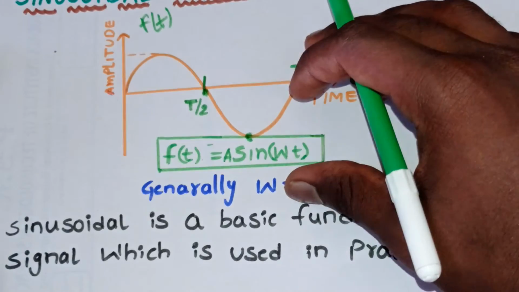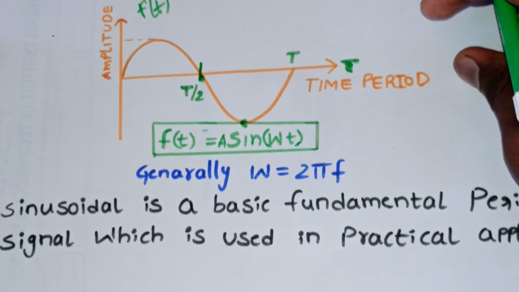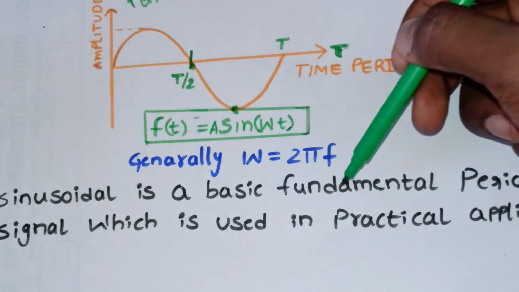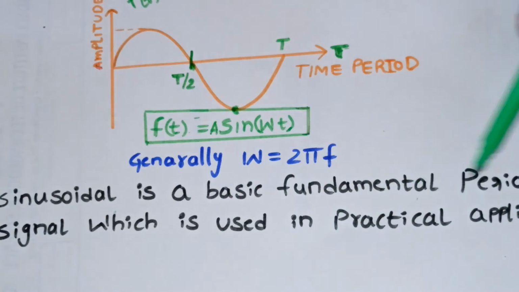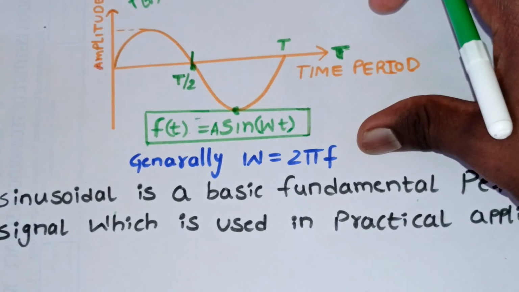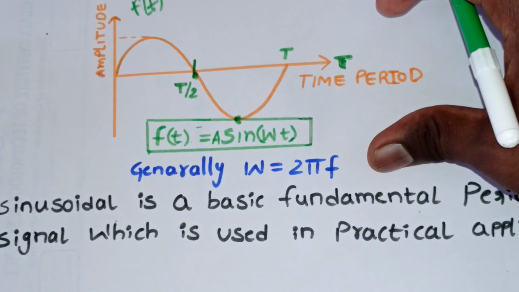Now let's see a simple definition for the sinusoidal signal. A sinusoidal signal is a basic fundamental periodic signal which is used in practical applications. This is the simple and easy definition for the sinusoidal signal.